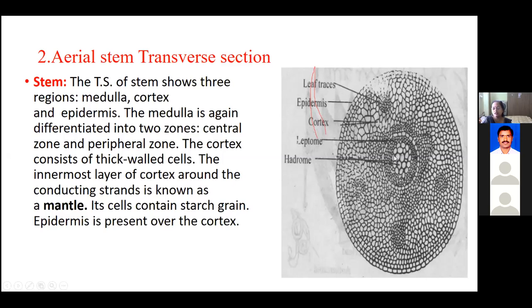Is this the innermost layer of the cortex? Here it is going to be surrounded by the mantle around the conducting strand, which is also a parenchymatous tissue. So ఇక్కడ కూడా మీకు leptome region, okay, surrounding the hydrome, the central hydrome region. You can see this is a cortex, parenchymatous cortex, the outermost epidermal tissue, and leaf traces.